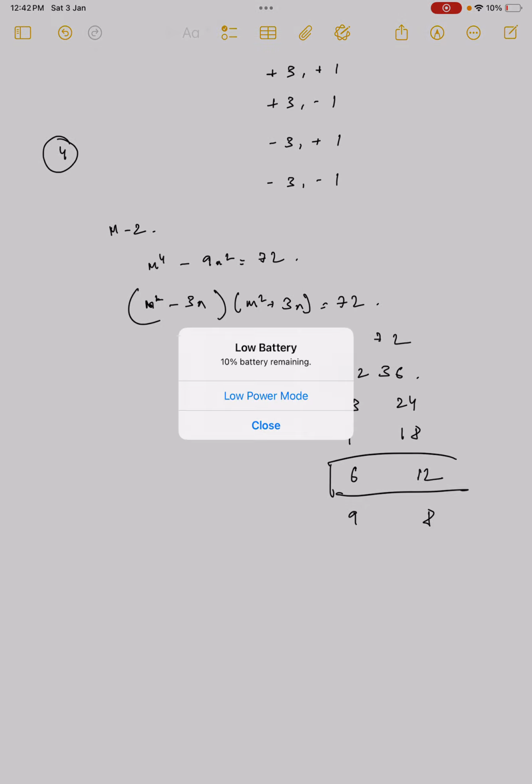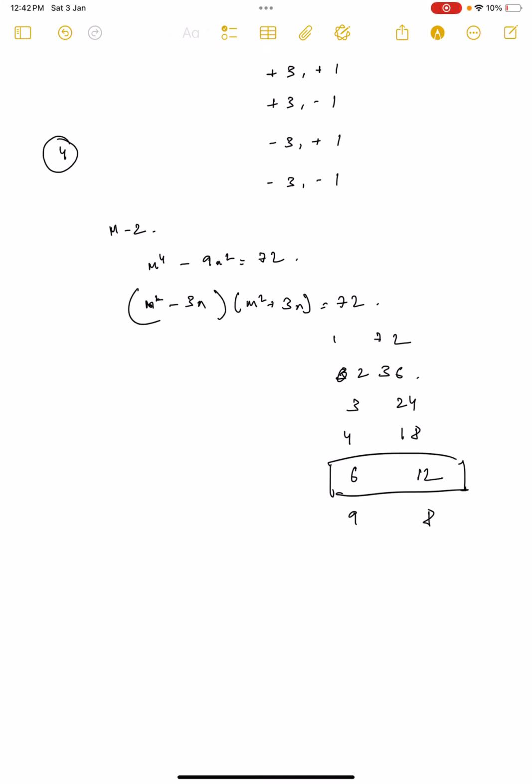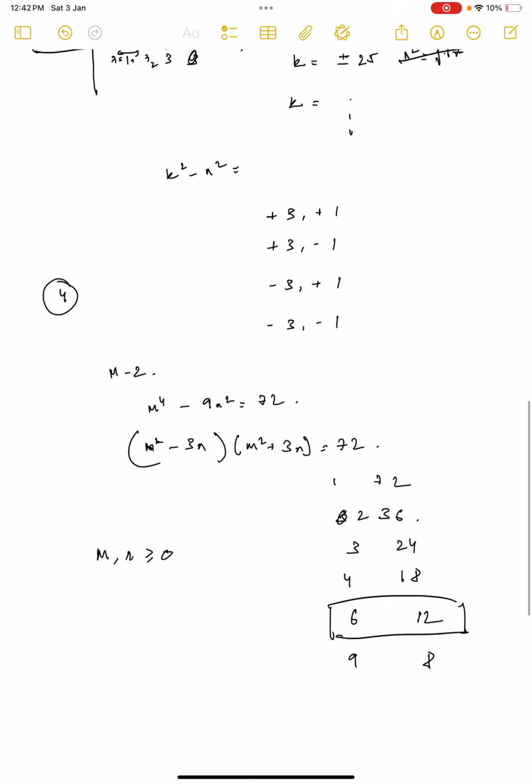I think for only this value we get a solution for m square and n, but this would have been the case when m comma n would have been strictly greater than 0, and clearly from the above case you have only one solution for that. But when negative integers are allowed, as the question explicitly says that m and n are integers, then we consider all of them.